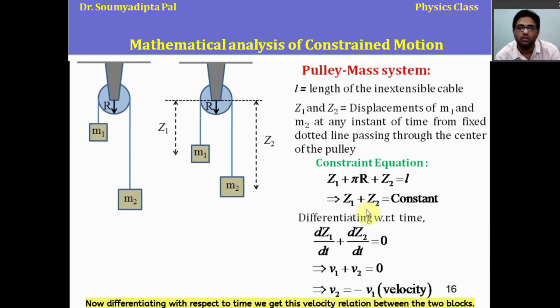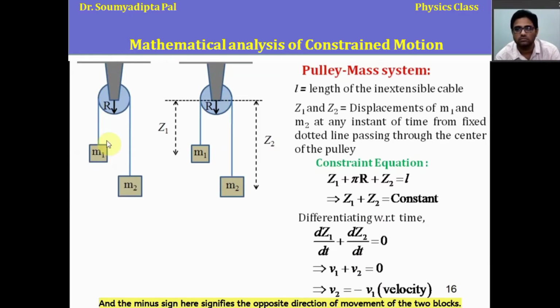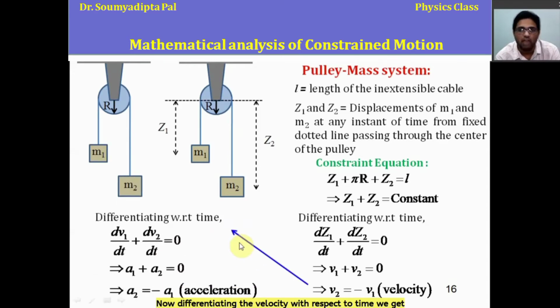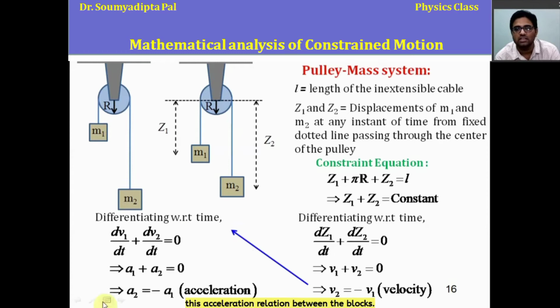Now, differentiating with respect to time, we get the velocity relation between the two blocks. The minus sign here signifies the opposite direction of movement of the two blocks. Right? So here the m1 block is going up and the m2 block is going down. Now differentiating the velocity with respect to time, we get the acceleration relation between the blocks.